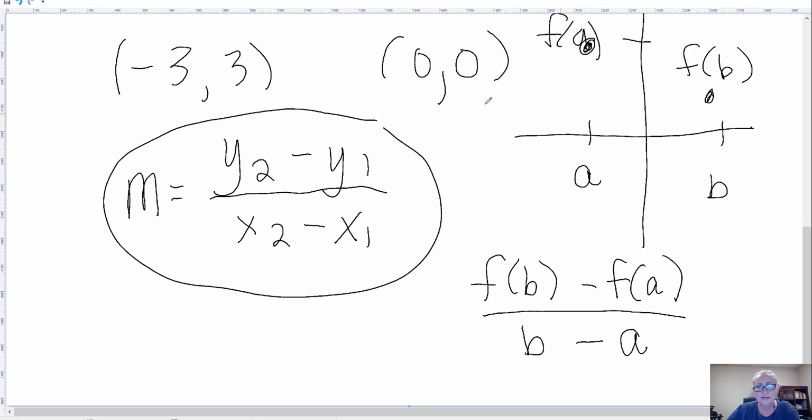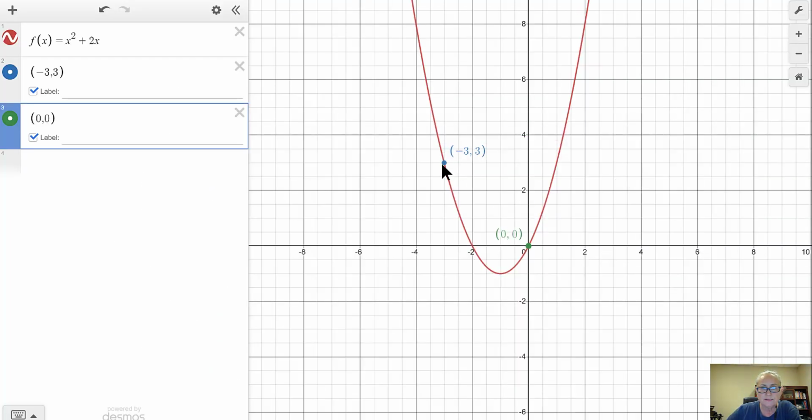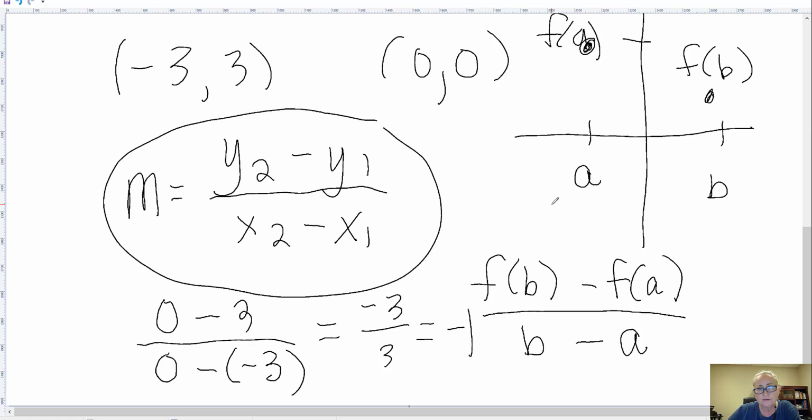So the slope of this line that we're working with would be the second y, 0 minus 3, over 0 minus -3. So that slope would be -3 divided by 3, which is -1. And if you look at the graph, now I don't have the line here yet, but to get on the line that I'm going to draw, I would go down 1 to the right 1, down 1 to the right 1, down 1 to the right 1. I still don't have the equation though, and I need to write the equation of that line.